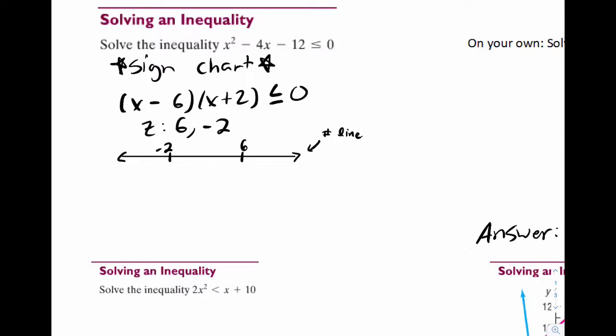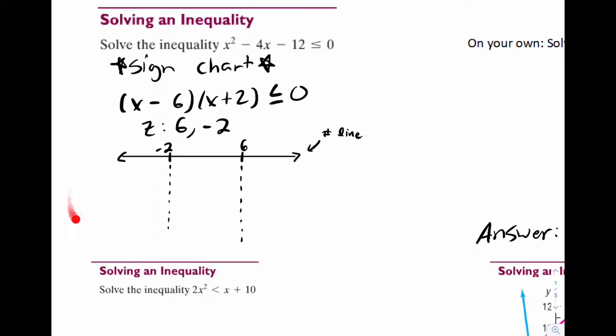Now from your zeros, you're going to drop a dotted line like that. So what we're doing is separating all the numbers into 3 regions. The numbers here are less than negative 2. The numbers here are between negative 2 and 6. The numbers here are greater than 6. So that represents every region that could happen in this scenario.